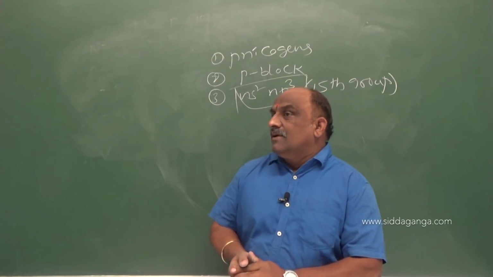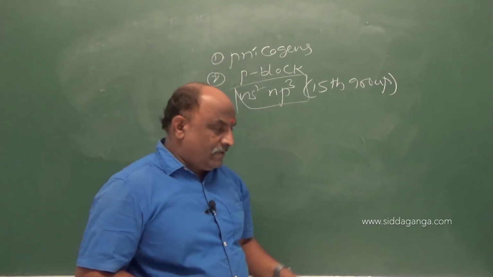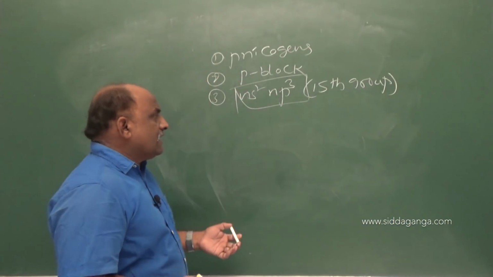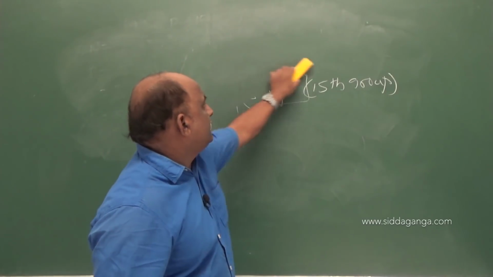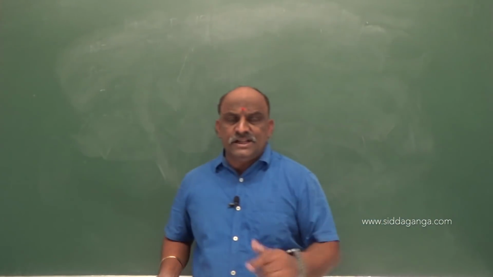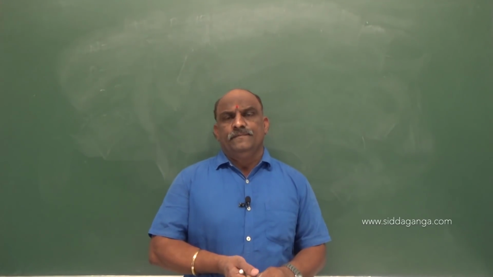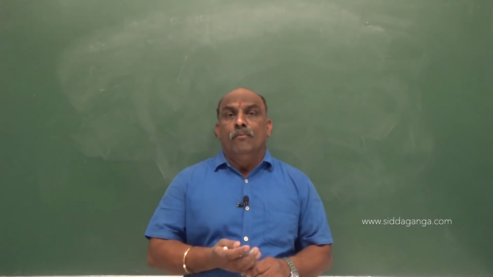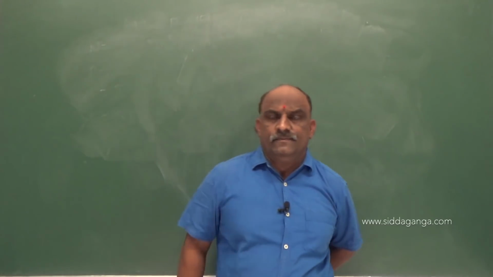Now I would like to discuss the general characteristics. What are the general characteristics of these group elements? Atomic size or ionic size, ionization enthalpies, electronegativity, electropositivity, oxidation numbers, reducing character, melting points and boiling points, and density.